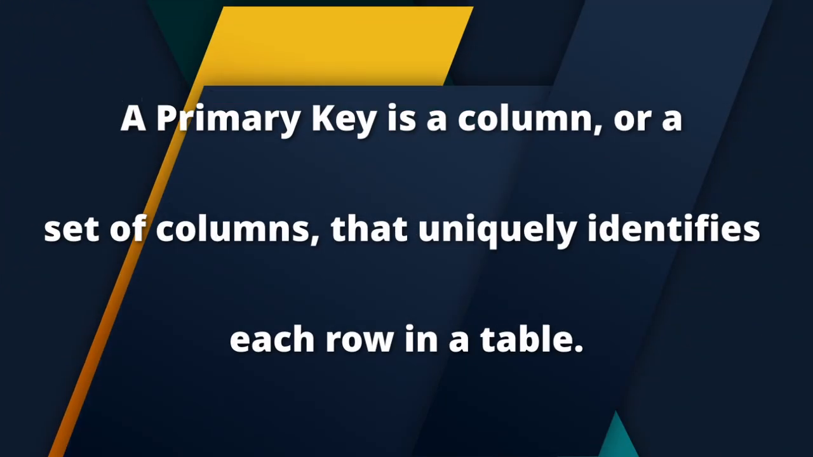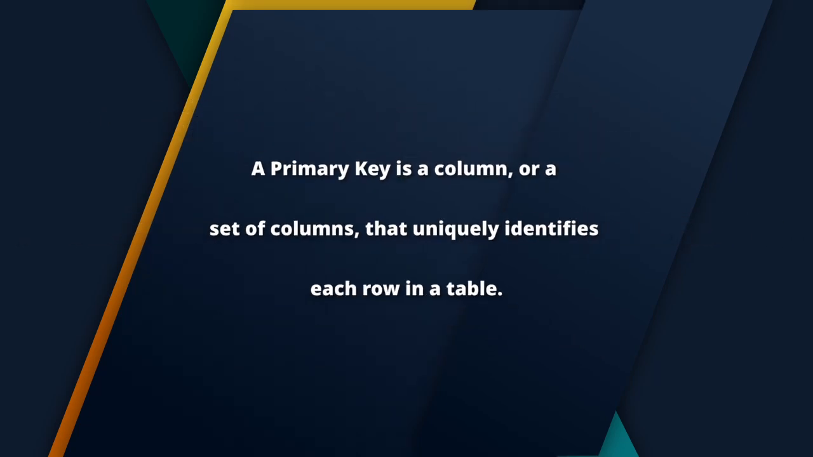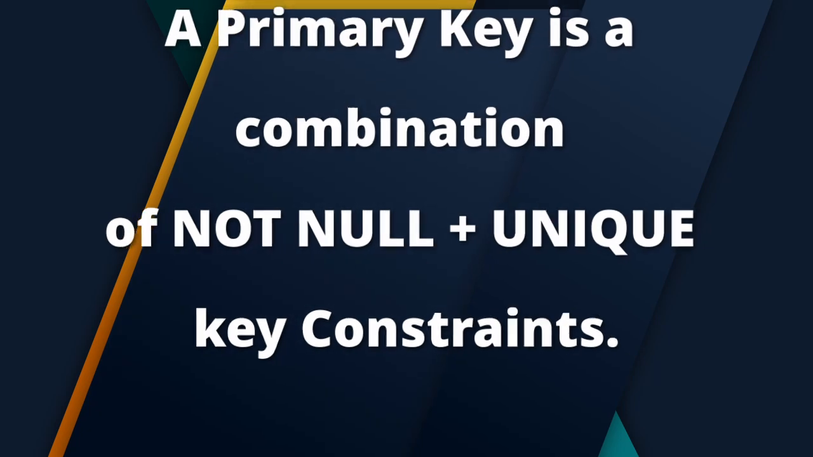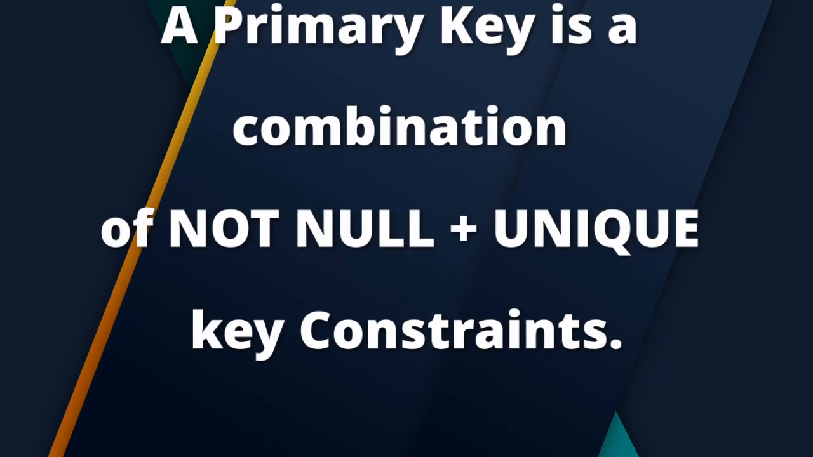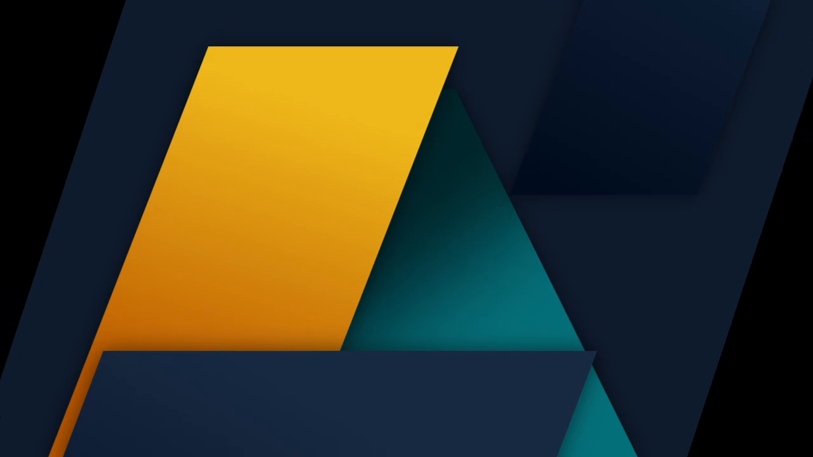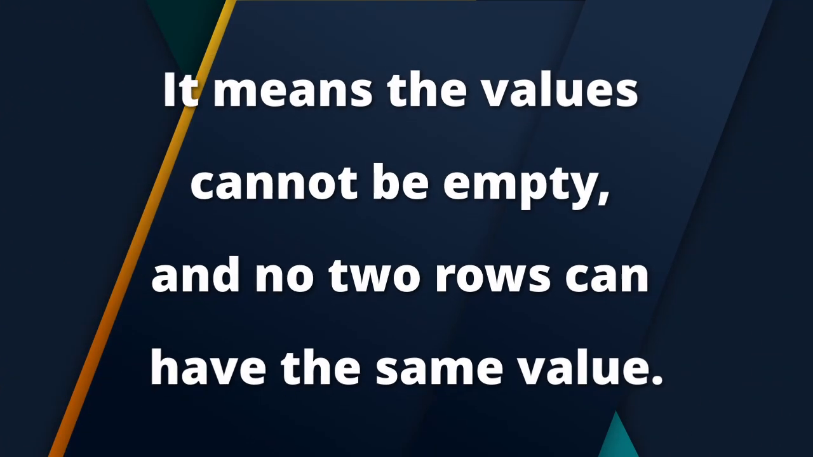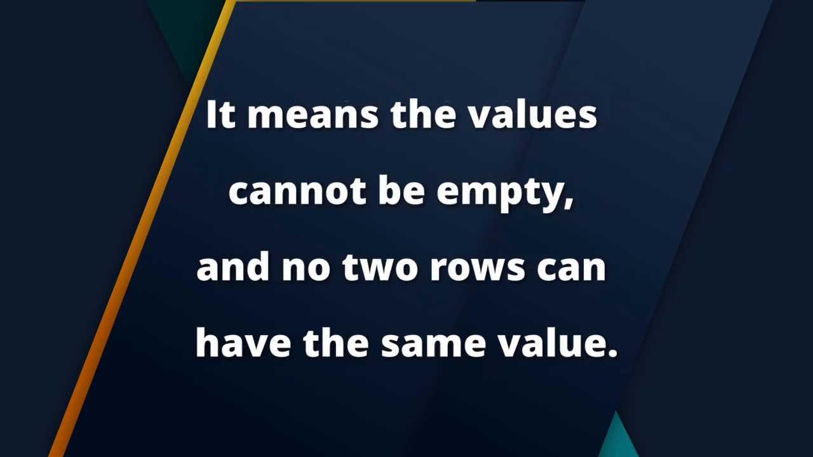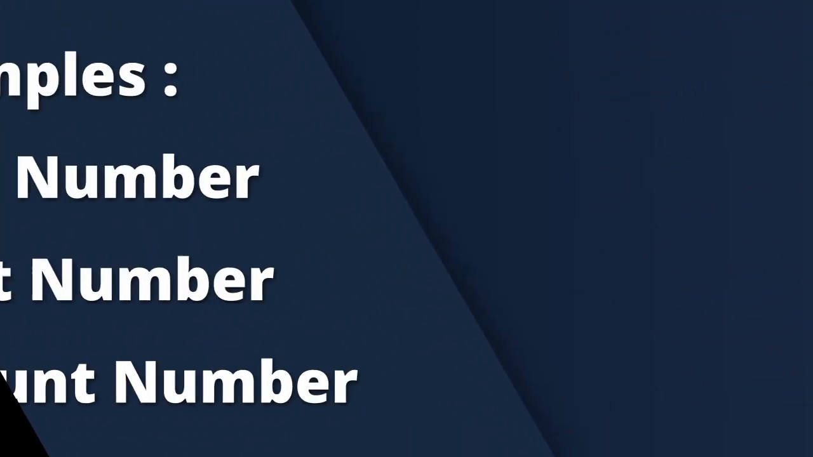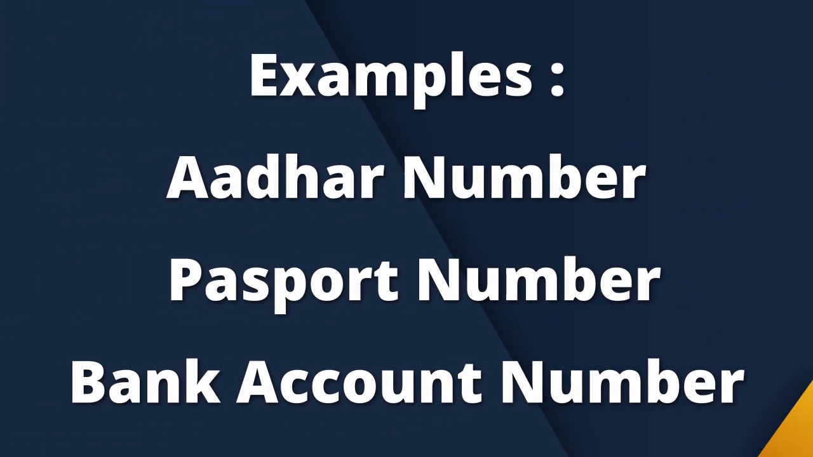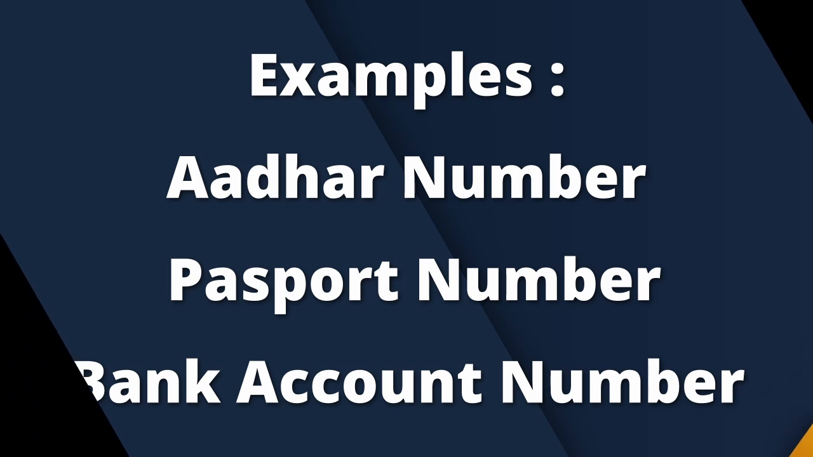What is the primary key constraint? A primary key is a column or a set of columns that uniquely identifies each row in a table. Technically, a primary key is a combination of not null plus unique key constraint. It means the values cannot be empty and no two rows can have the same values. Think of it like your Aadhaar number in India or a passport number. Every person has one. It's unique and it's mandatory.